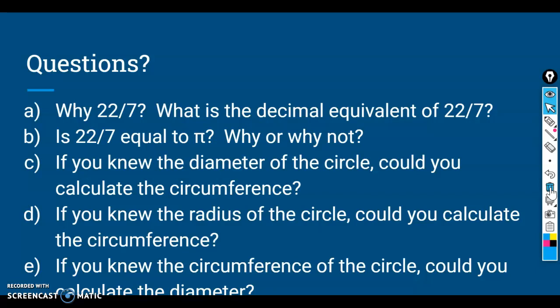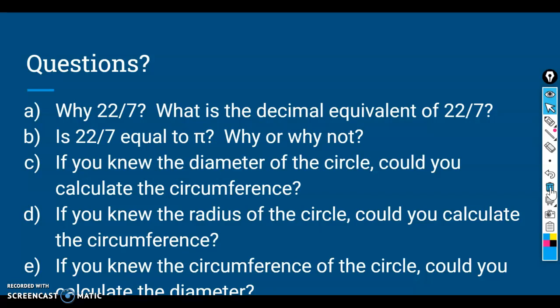It is just an estimate of pi. If you knew the diameter of the circle, could you calculate the circumference? You can multiply the diameter times 22/7 or 3.14 to calculate an approximate value of the circumference. If you knew the radius of the circle, could you calculate the circumference?